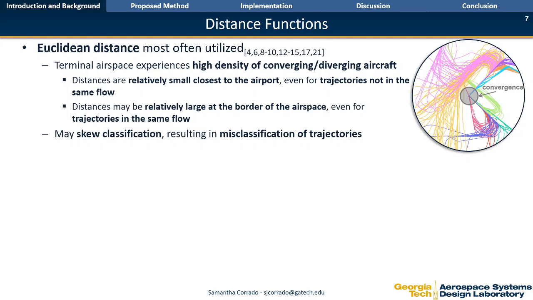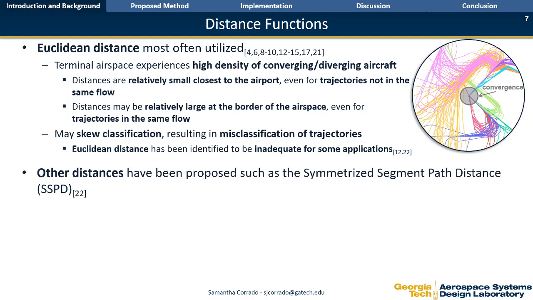Therefore, using the standard Euclidean distance function may skew the classification of trajectories, which can result in the misclassification of trajectories or a less precise clustering. Further, it's been noted in some studies that using a standard Euclidean distance is inadequate for some applications. Some other distances have, however, been proposed.